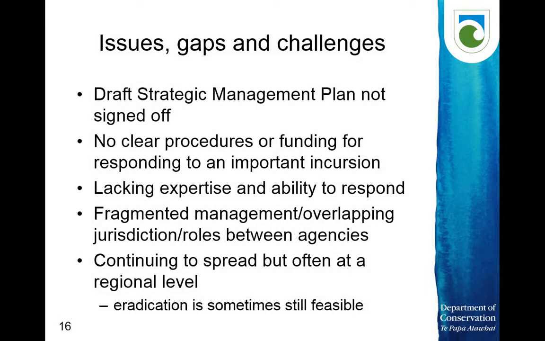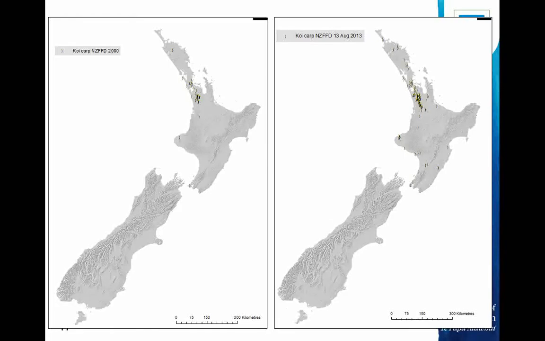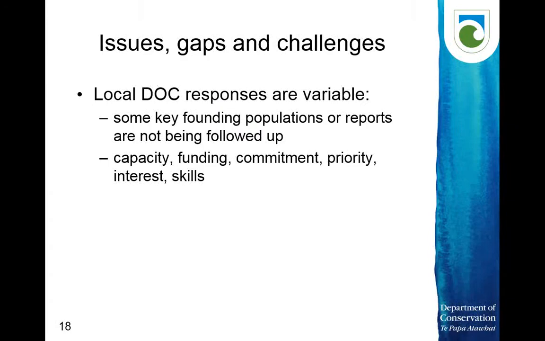And I just thought I'd show you the koi carp distribution between 2000 and 2013. Obviously, we're getting creep up into Northland and into the lower North Island. So while we've focused really heavily on keeping them out of the South Island, there's been continual spread throughout the lower North Island and upper North Island. Just continuing on with my issues, gaps and challenges, DOC responses around the country can be variable.